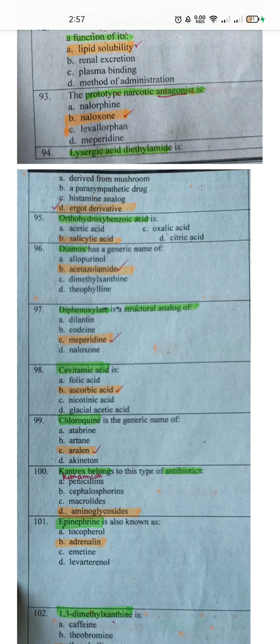Number 98. Cevitamic acid is ascorbic acid. It is frequently administered with methenamine to improve the effectiveness of this antibacterial agent, because ascorbic acid increases the chelation of iron by deferoxamine. It is used in the treatment of chronic iron deficiency.